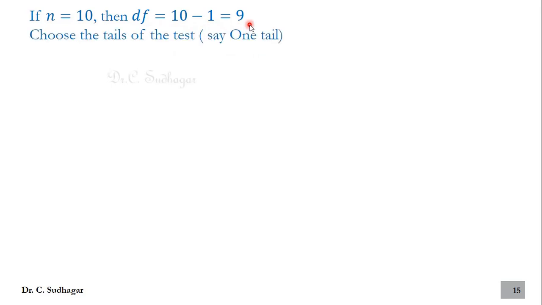Let me show you one more example. Now we will take the sample size as 10, n equal to 10. So we get the degrees of freedom as 10 minus 1 equal to 9. Now we will take a one tail test. In the last example we took a two tail test. Now we take a one tail test. The level of significance is 1%, that is equal to 0.01.